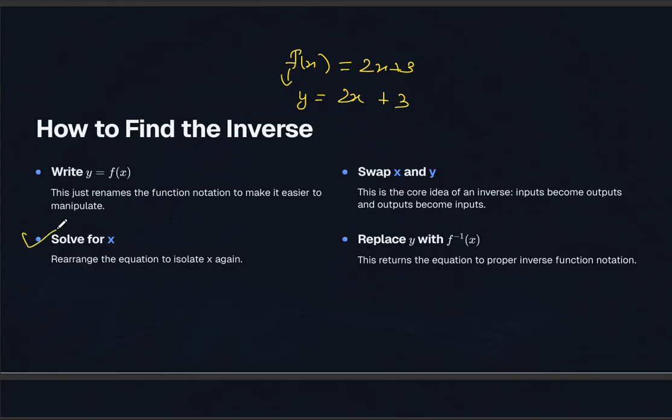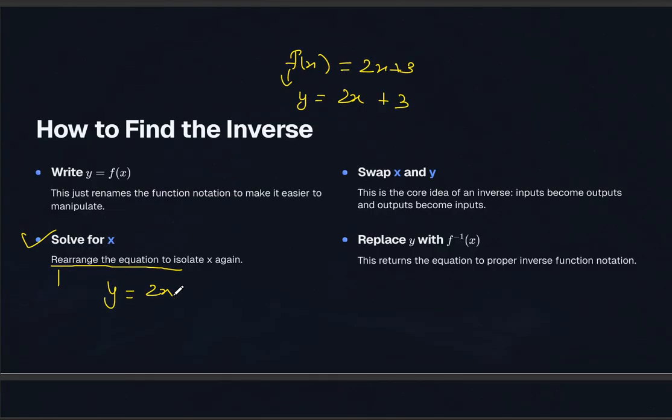Then step 2 is to solve this equation for x. As you can see, this means rearranging the equation to isolate x, which means we have to solve this equation for the value of x. So solving this equation for x, it will be (y - 3)/2 = x.